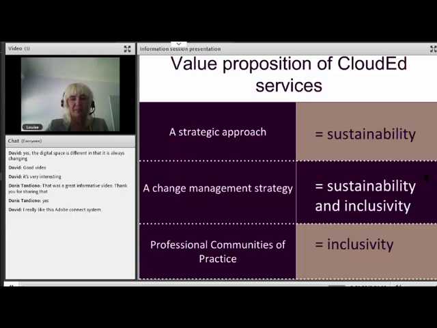Okay, so just in summary, CloudEd uses a strategic approach. We do that because it's more sustainable for sites. It's not just a now way of doing things, it's futuristic. We use a change management strategy. Once again, we've got sustainability there. We need to get our teachers on board right through to the laggards if we can get there, but certainly all but 16%. And it's inclusive.